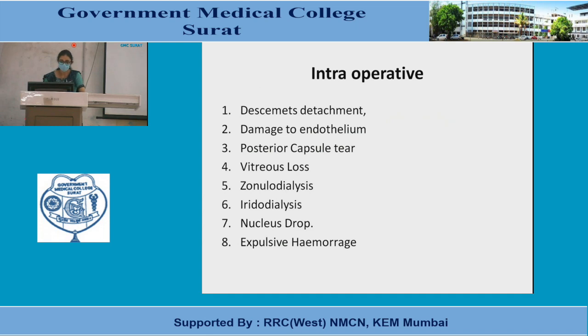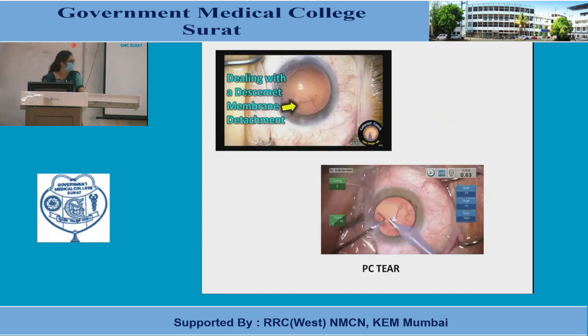So let's see how each one of them looks. With Descemet damage, you can clearly make out some rolled membrane sort of a thing. Whereas with the posterior capsule, you can see there is an opening created in the posterior capsule. Can you make out?